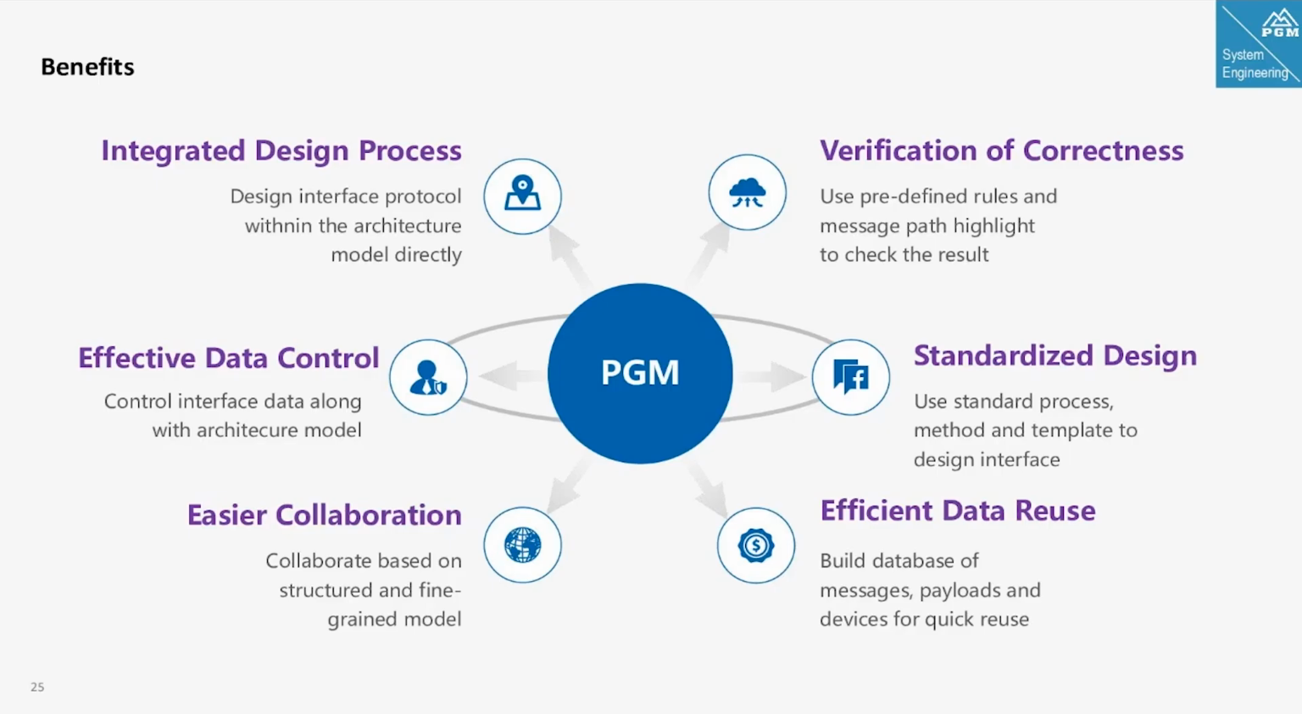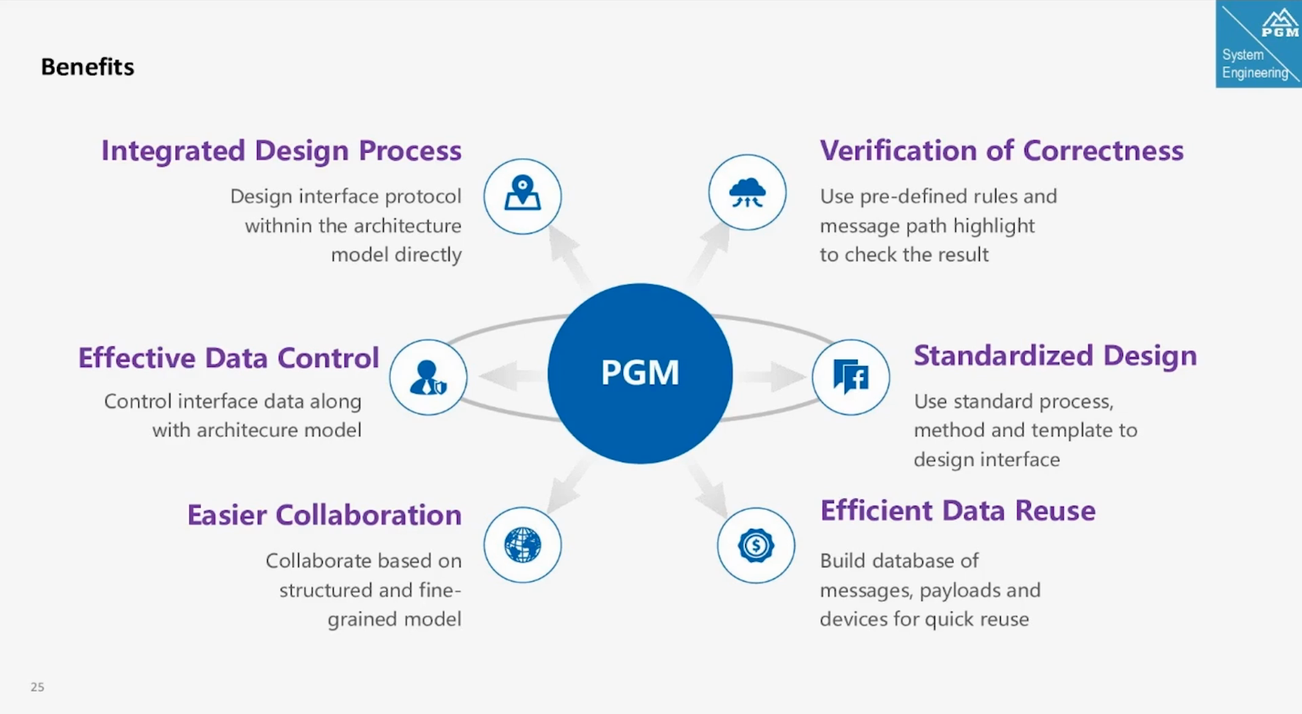Then the last part is the conclusion. With our extension, we can get a lot of benefits. The first one is that we can get an integrated design process from architecture design to interface design, because our interface model is based right on the architectural model. They are tightly connected to each other. So if the architecture model is modified, the interface will also be modified accordingly. So the design process and the model data are all integrated.